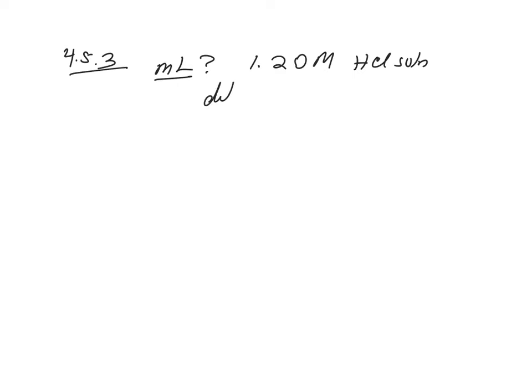All right, so let's look at 4.5.3. What volume in milliliters of a 1.20 molar HCl solution must be diluted. So here's the keyword diluted. And so when you see that, you should be thinking, okay, I need M1 V1 equals M2 V2.